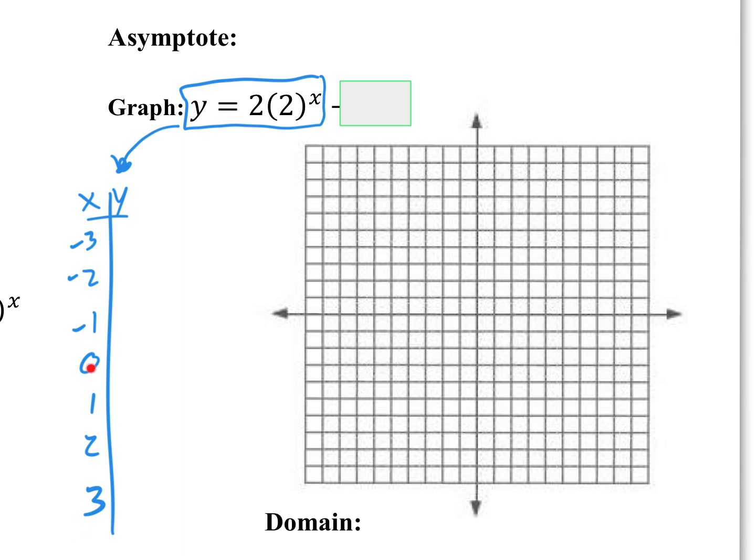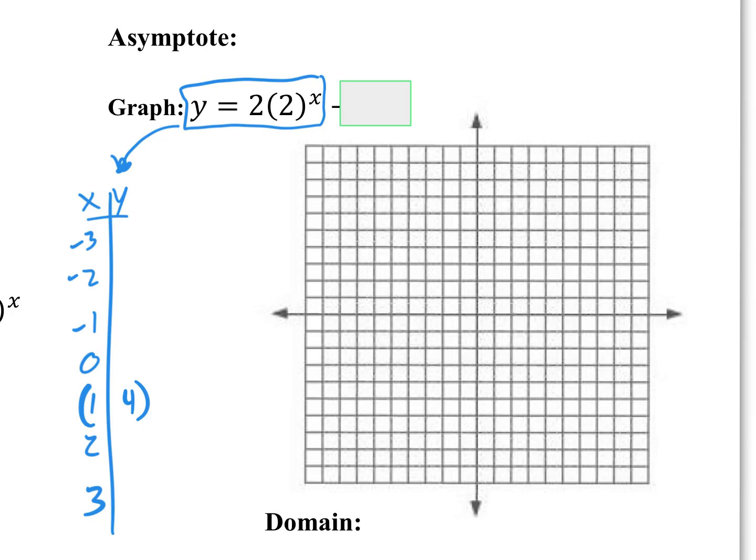You can plug in any number you want. You don't have to plug in 0. If you wanted to, you could plug in 1. Let me show you that. I'm going to plug in 1 this time instead of 0, even though 0 is probably easier. But if you plug in a 1, 2 to the 1 is just 2, and 2 times 2 is 4. So if you wanted to, you could plug in a 1 and you'll get out a 4.